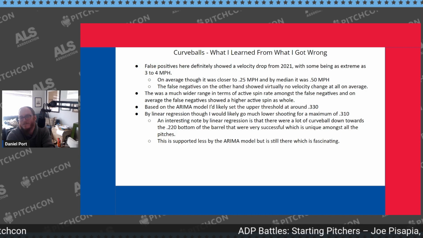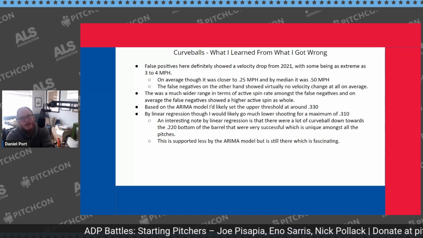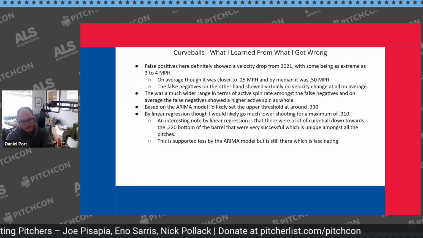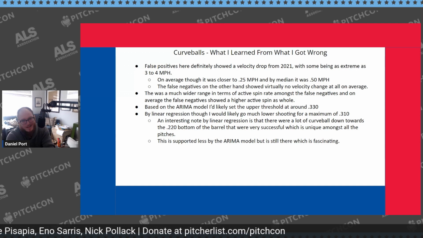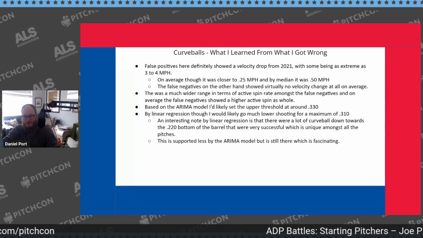The false negatives, on the other hand, showed no velocity change. They were very consistent in their velocity. It wasn't so much that there was a difference in the active spin rates for these two. What I noticed was there's a big difference between the mean and the median for these two groups.